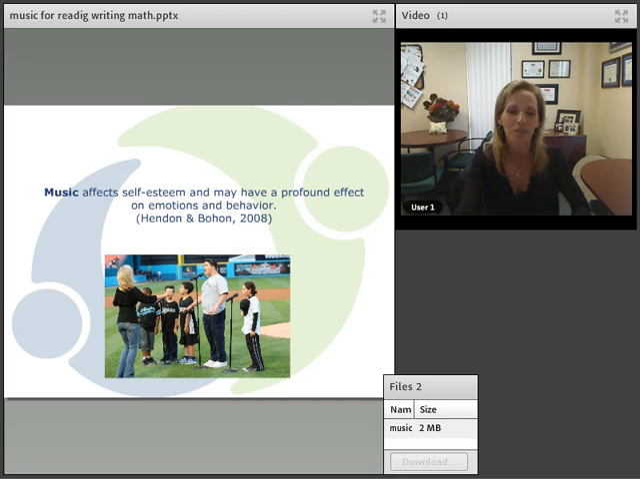Music also affects self-esteem and has that profound effect on emotions and behavior. When I used to teach in a classroom setting, I taught regular ed third grade. I also taught special education classroom, kindergarten through fifth grade. And I used to do a lot of songwriting. You can imagine for some students, writing a book report is quite challenging for them, especially those individuals that have language comprehension challenges and reading comprehension challenges.